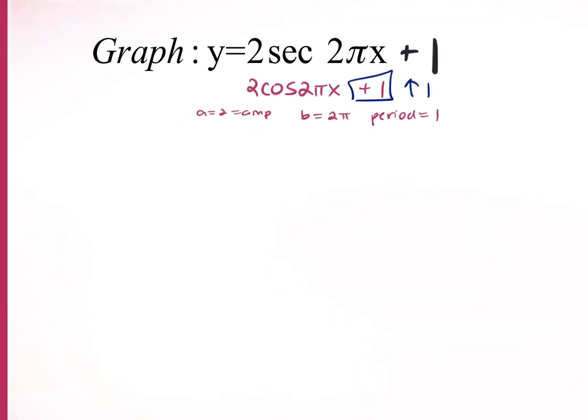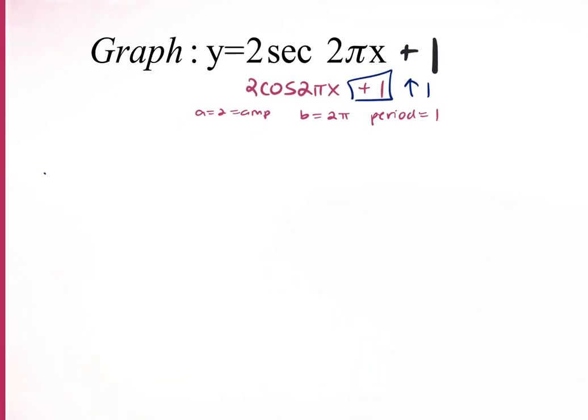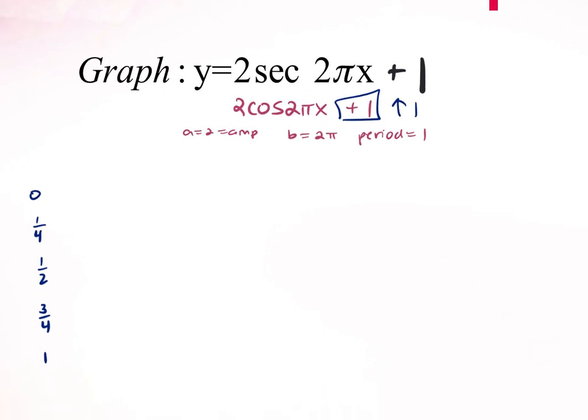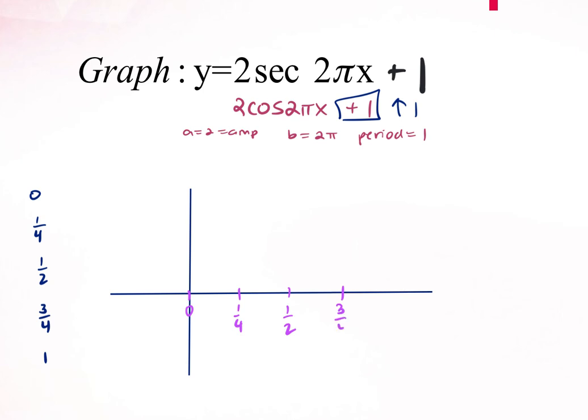I'm going to take the period, which is 1. I'd start at 0. I'd do 1 times a fourth, which is a fourth. 1 times a half, which is a half. 1 times 3/4, which is 3/4. And the last one, which is 1. Then I'm going to plot these key points. I get 0, 1/4, 1/2, 3/4, and 1, and an amplitude of 2.